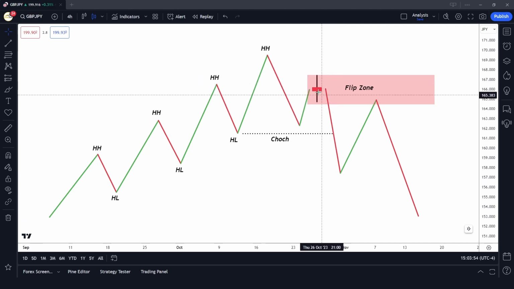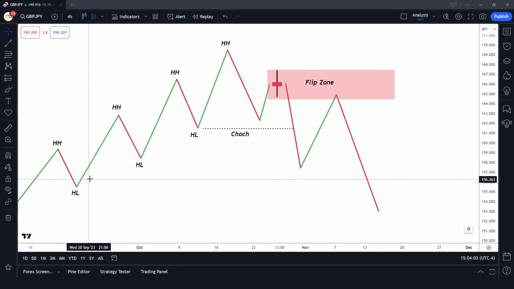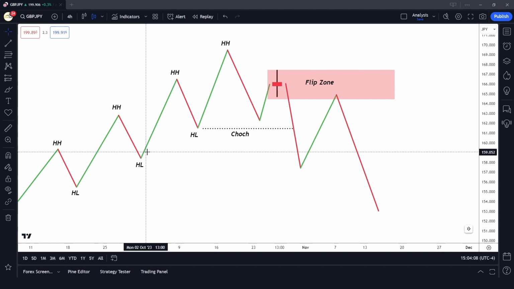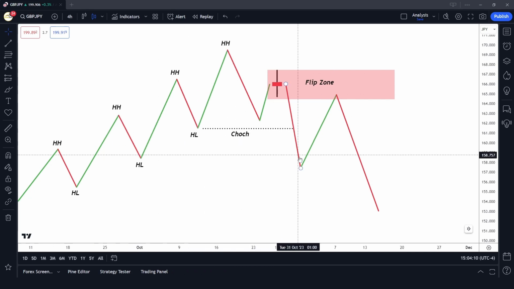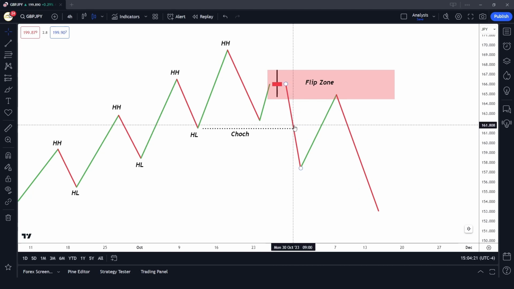So after the formation of this supply zone, the market will break this higher low, and here we can successfully say that there is the formation of a change of character. Previously there was only break of structure, but with the formation of this next lower low, there is the change of character, and the market will break this demand zone with a very big bodied candle that will show that there is a great number of sellers in the market around this area.